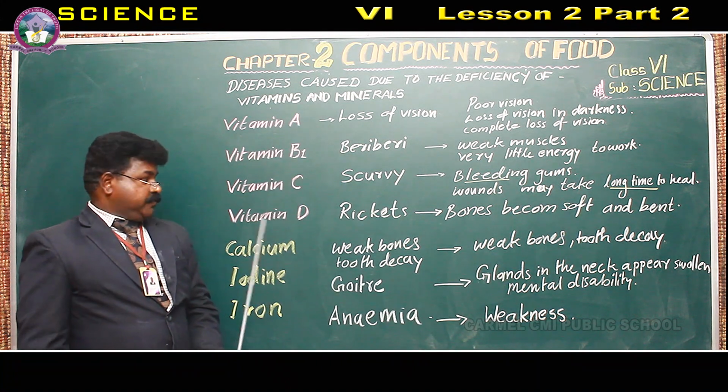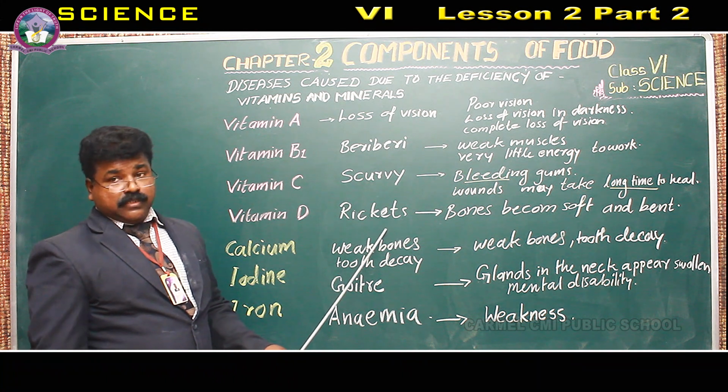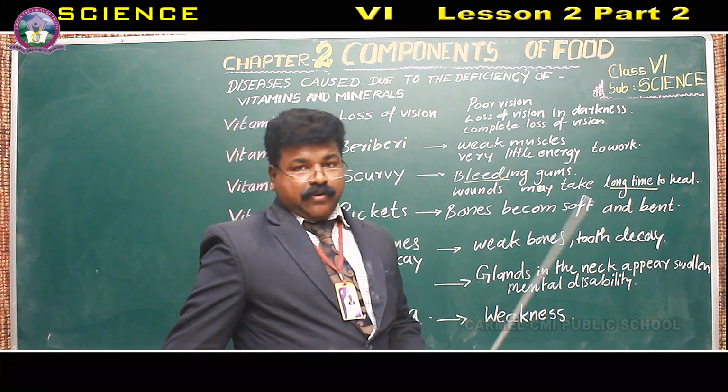The next vitamin is vitamin D. If vitamin D is deficient in our diet, we may get a disease that is called rickets. What is the spelling of rickets?